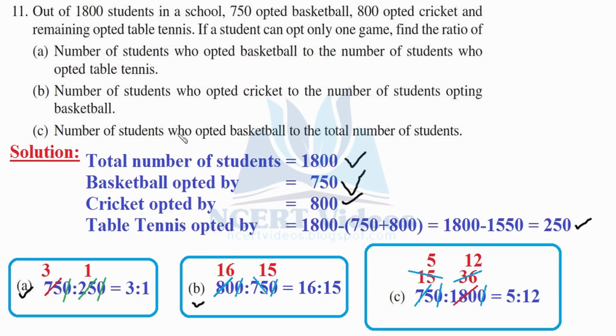Last part, number of students who opted basketball to the total number of students. So basketball is loved by 750, therefore we write 750 and total are 1,800. 0, 0 cancel out. Now we divide by 5 again. 5 ones are 5, 5 5s are 25. Again here, 5 3s are 15. Okay, 3 is remainder, 5 6s are 30. Again reducible by 5, 5 3s are 15, 12 3s are 36. So the required ratio is 5 is to 12.